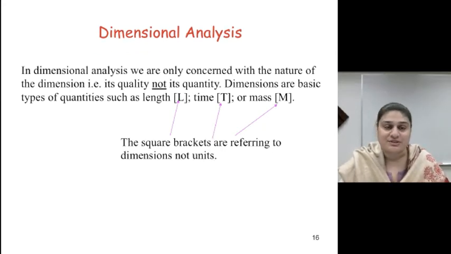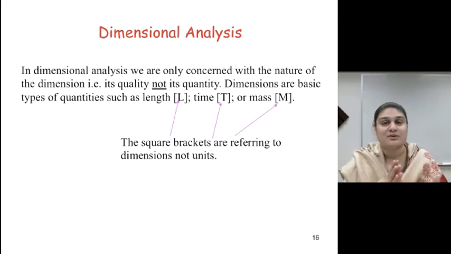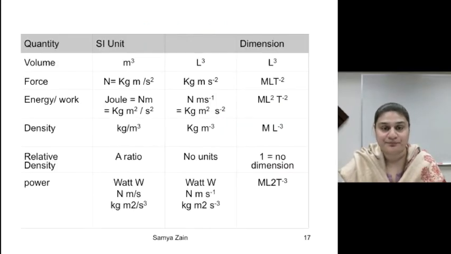So in dimensional analysis, we are not only concerned with the nature of the dimension, for example, it is its quality and not its quantity that we are concerned about. Dimensions are basic types of quantities such as length, time, or mass, represented by, instead of using units, we're just going to call it L for length and T for time and M for mass. So whenever you see square brackets, that means it is not the actual unit, it is actually its dimension. We really don't know what unit it is attached to.